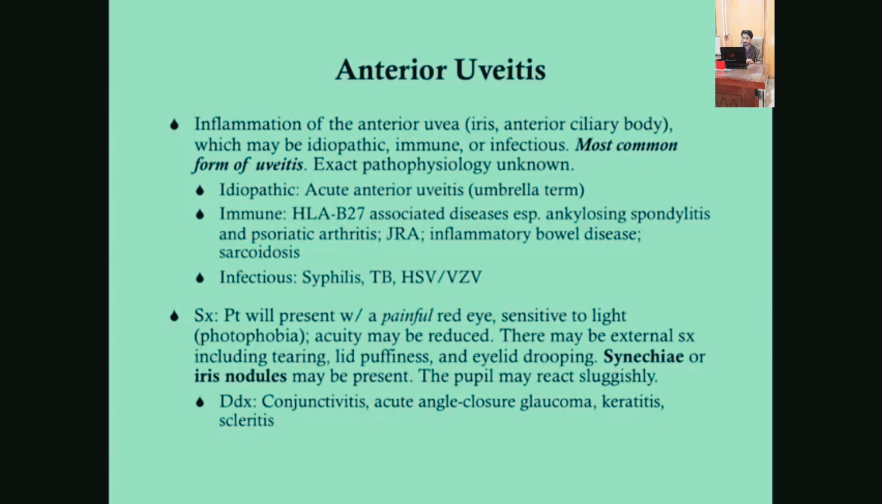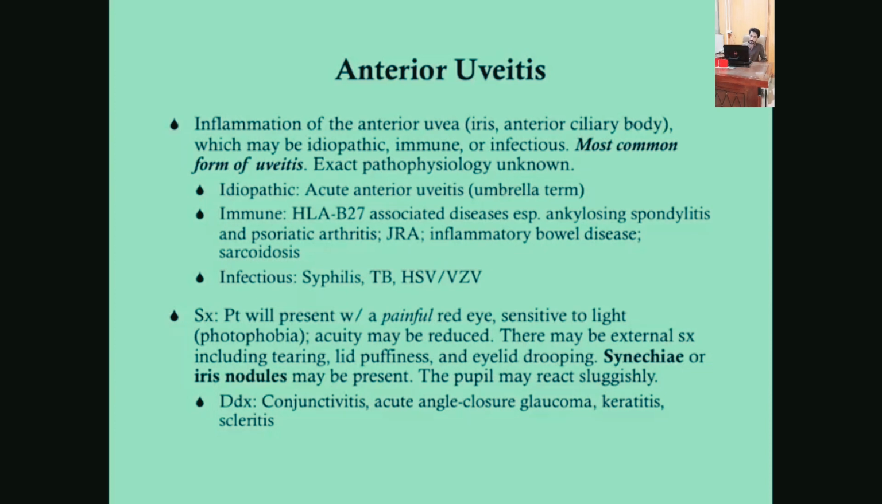And that is going to be in contrast to something like conjunctivitis, where you have a red eye, but it's more irritated, not so much painful. The acuity of the eye can be reduced, but it's not drastic. There can be external symptoms as well, like tearing, lid puffiness, and eyelid drooping. You can also see abnormalities of the iris and the pupil, such as synechiae.